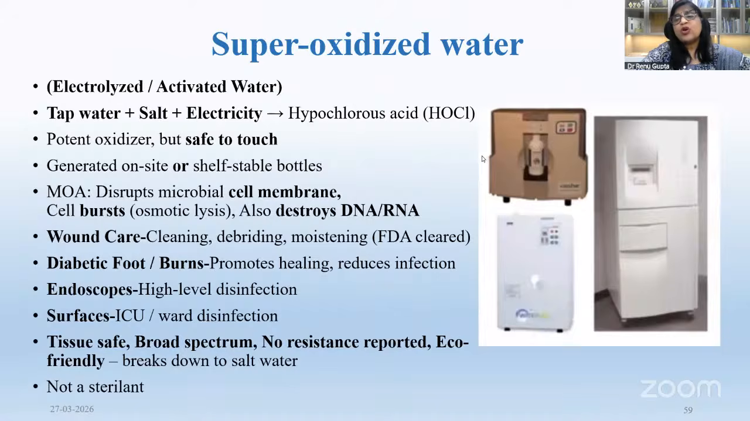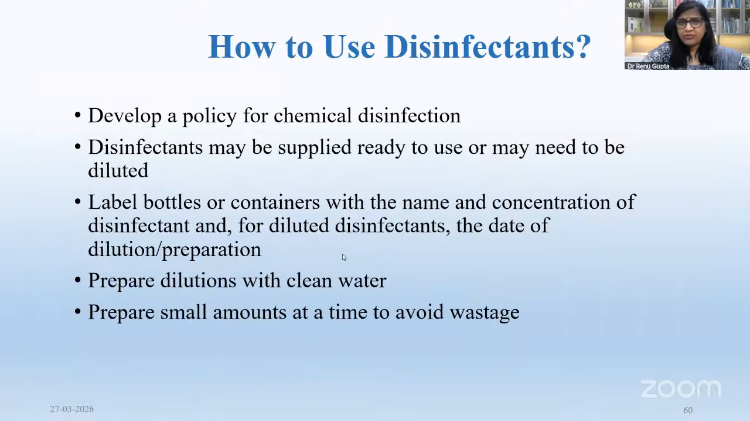There is this super oxidized water. In many hospitals, this machine is there. It is just using salt and electricity, and hypochlorous acid is being produced. It is a potent oxidizer but safe to touch. It is used for wound care, cleaning, debriding, moistening, for diabetic foot, burns, for endoscope cleaning, for surfaces, and it is also not a sterilant, just a disinfectant.